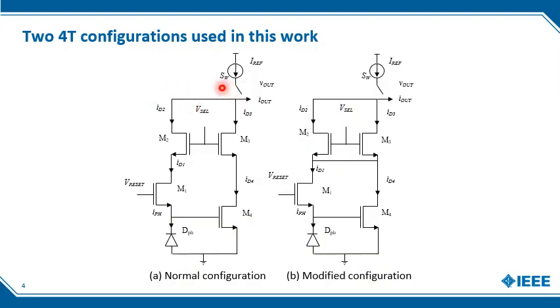So these are the two configurations we used in this work. The first is the normal classic 4-transistor pixel structure, and then the second one is the modified structure where we inserted this short. So it will become evident what this short did in the actual behavior.